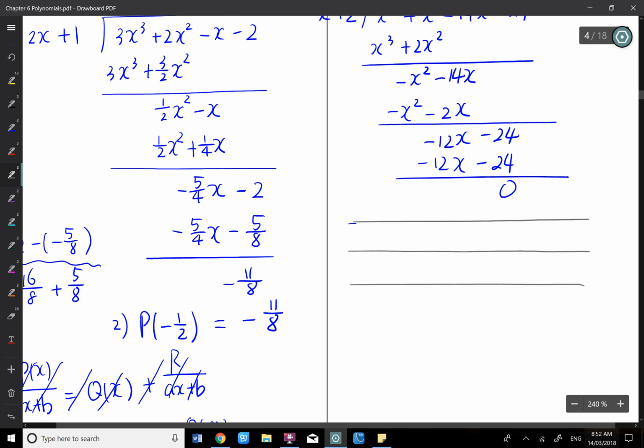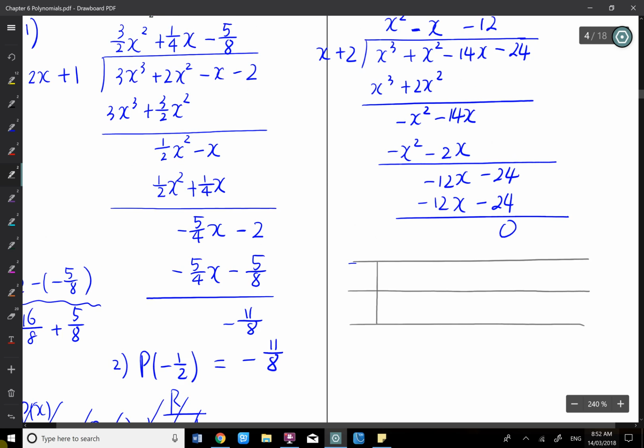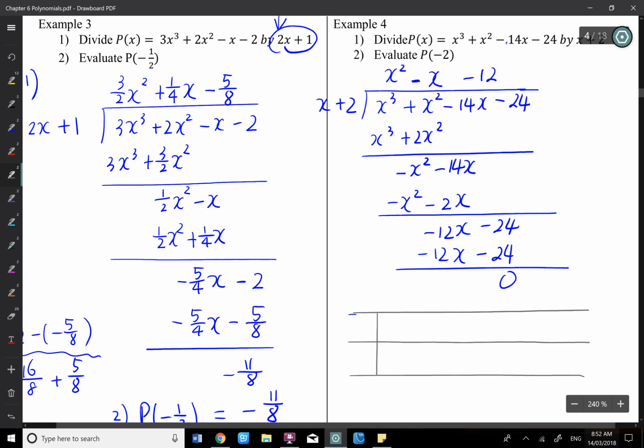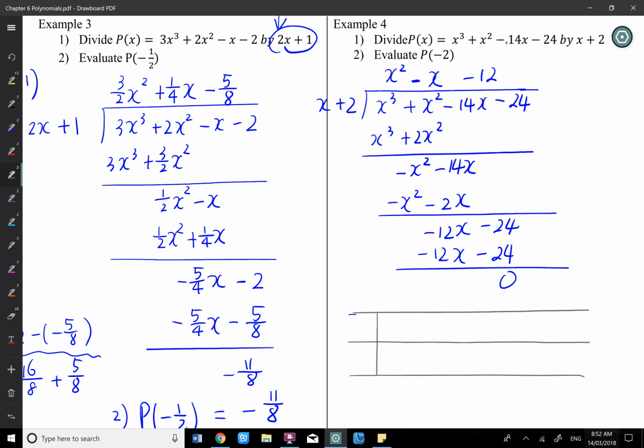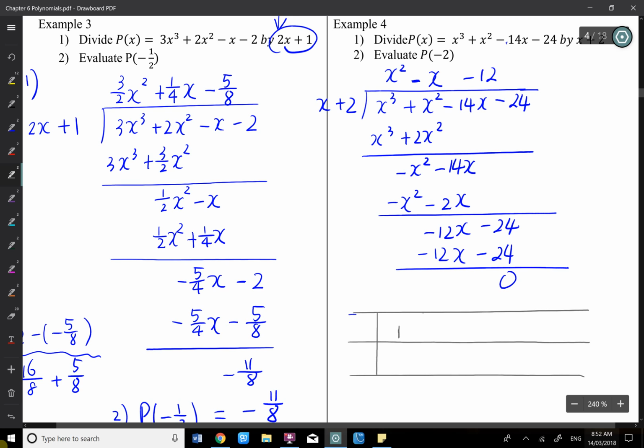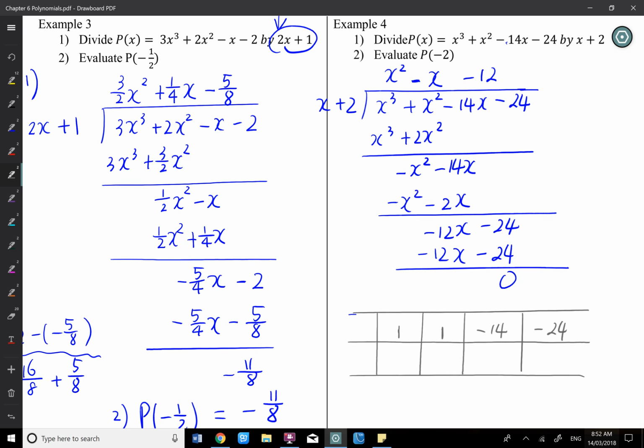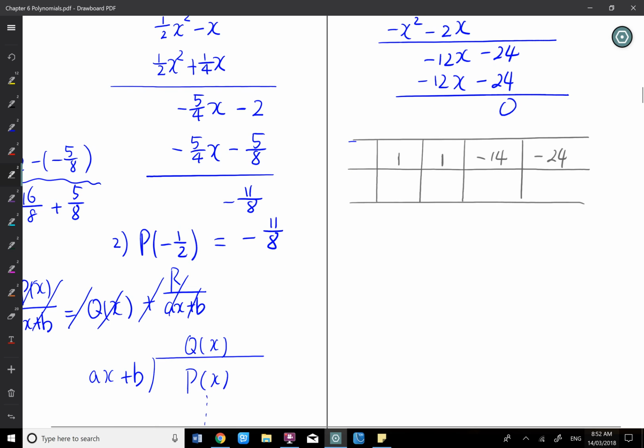Okay, a 2-row table. And then we will write the coefficients of the polynomial in order, with each individual term. So x cubed, I got a coefficient of 1. X squared, I got a coefficient of 1. X, I got negative 14. And the constant is negative 24. If you're missing any term, for example, you don't have an x term, you need to have a 0 there to keep the spot. Same as when we do long division, we're trying to keep the spot.